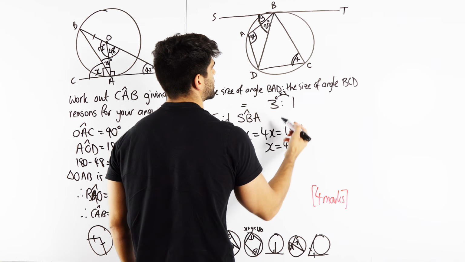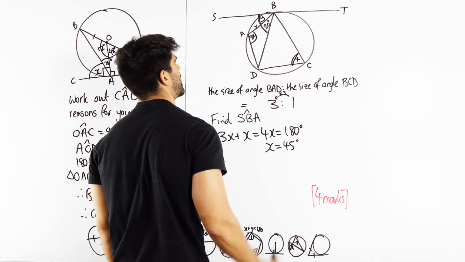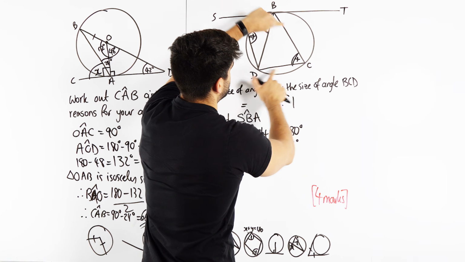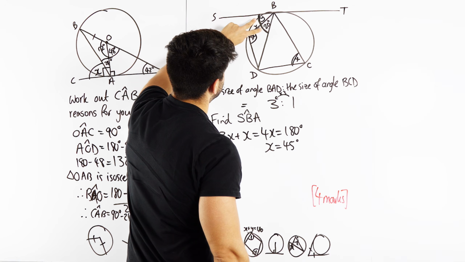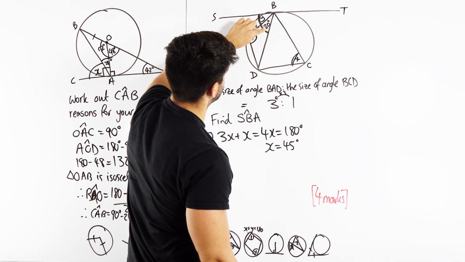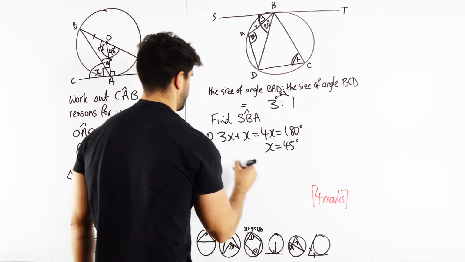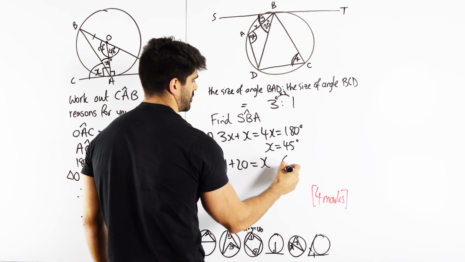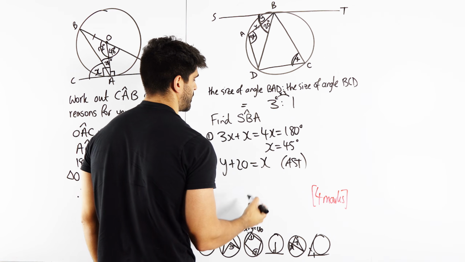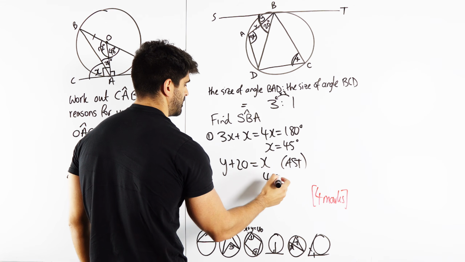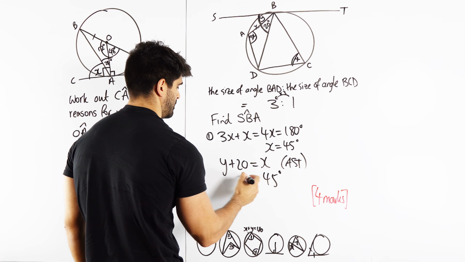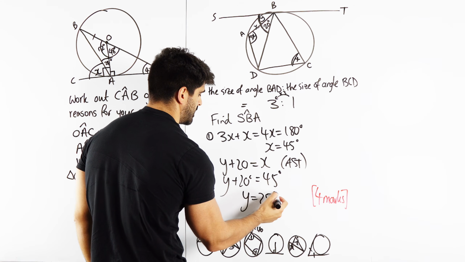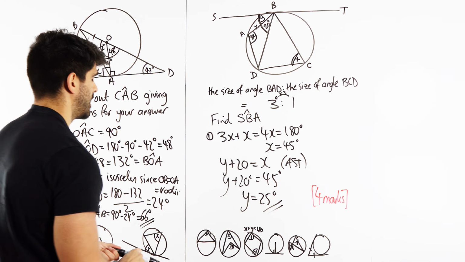That angle x is equal to this big angle here. So that angle goes to this. We can use the alternate segment theorem. So y plus 20, this angle is just the same as x. y plus 20 is just equal to x. That's using our alternate segment theorem. Remember, x is 45 degrees. Subtract 20, y is 25 degrees. And that's how we do that one.